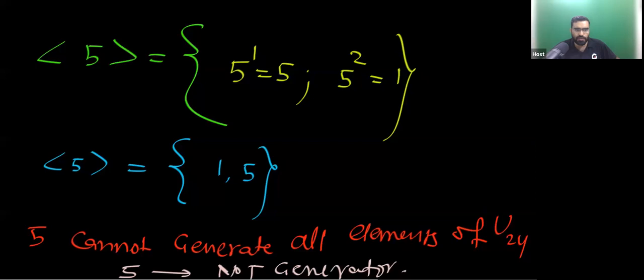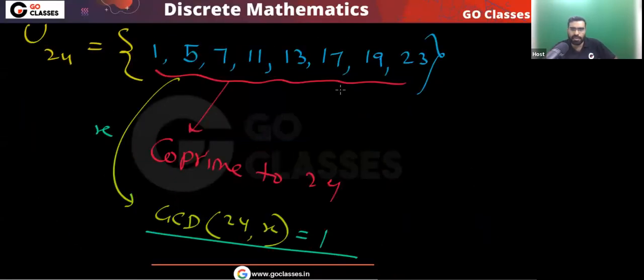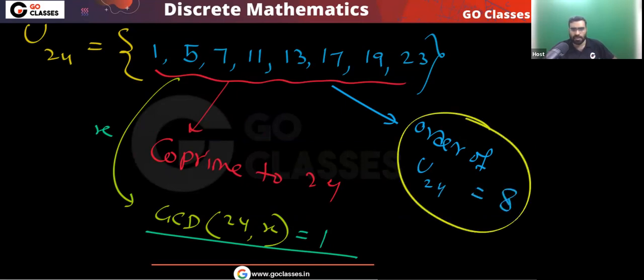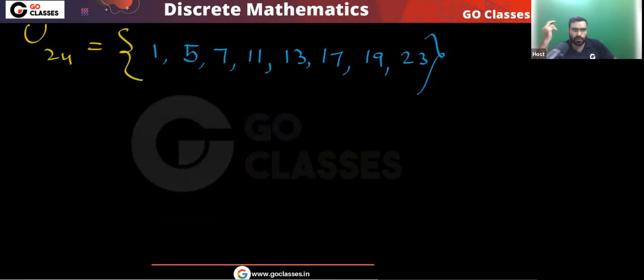In the U24, how many elements are there? In the U24, total 8 elements are there. I can say the order of U24 is equal to 8. But you can see 5 cannot generate all the elements. 5 can only generate 1, 5. Okay, what about the next?